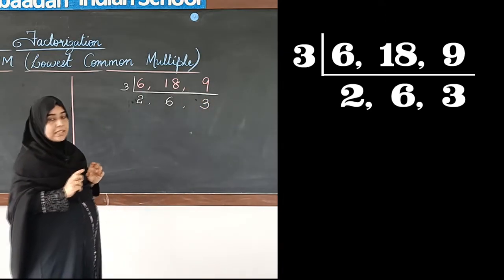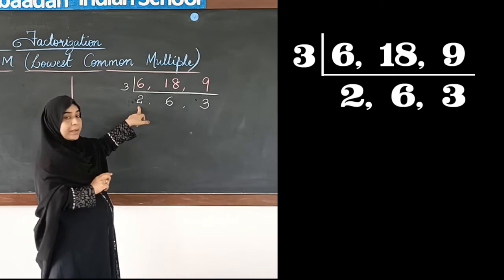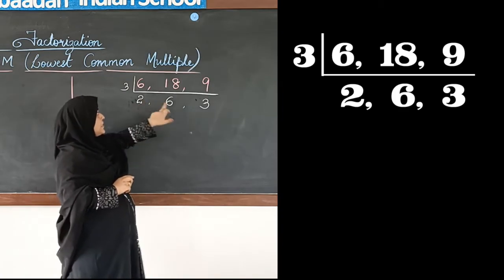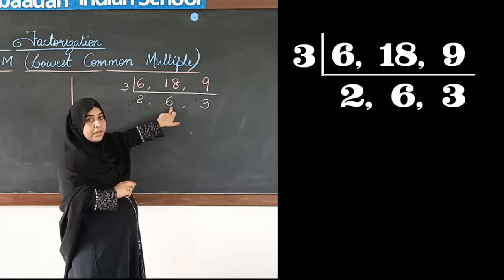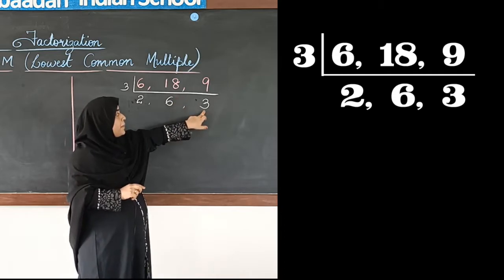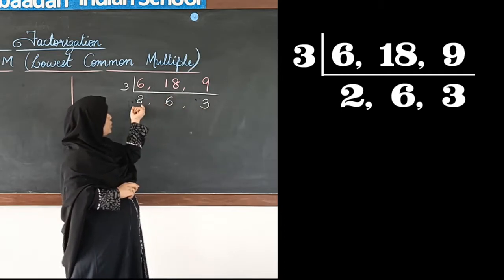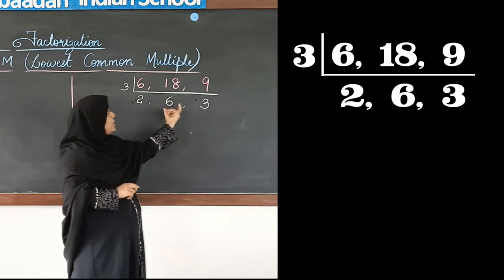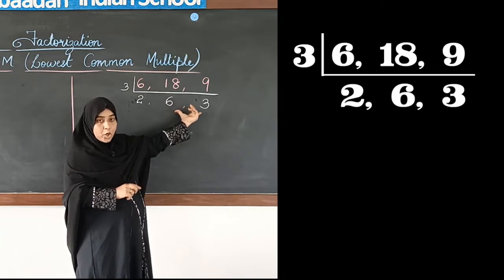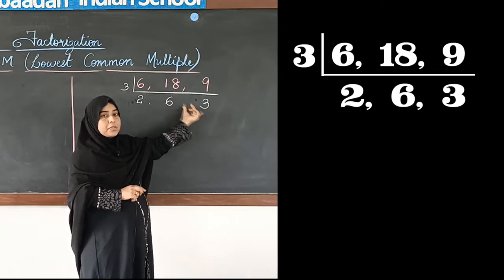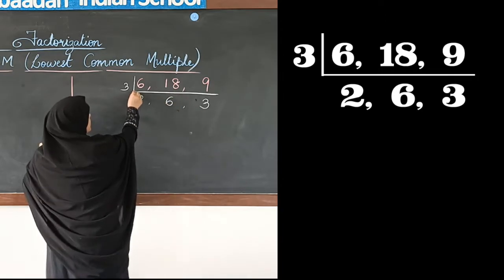Now what we see is we got 2 as a prime number, but 6 is a composite number, and we have one more prime number, 3. For 2 we cannot do anything, but for these 2 numbers we have a common divisor, a number that will divide these 2 numbers. So let us take that.